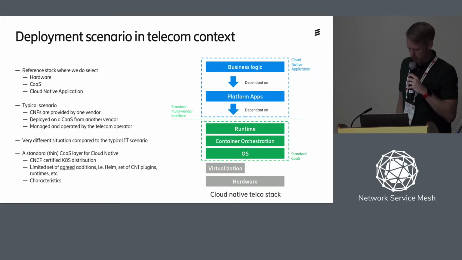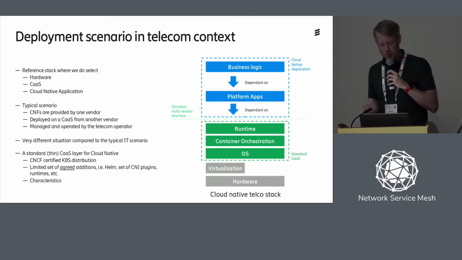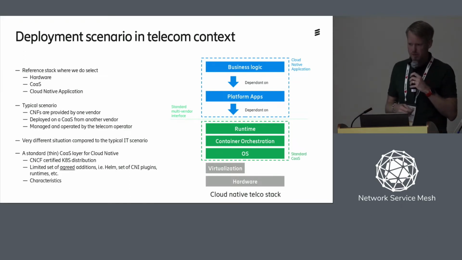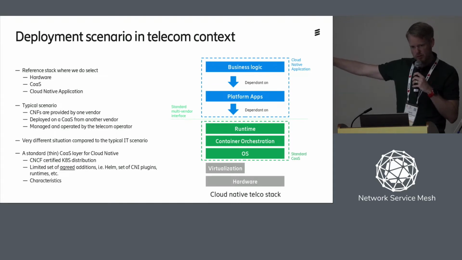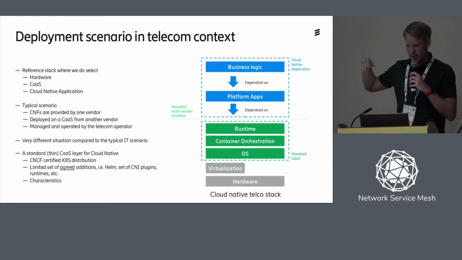So what we want to define, to have our cloud-native application be able to run on these different layers, is some kind of standard, a very thin COS layer for our cloud-native application. What we're looking at right now is what kind of CNCF projects or whatever are to be included here. Of course, it's a certified Kubernetes with some more additional agreed components like Helm or CNI plugins and these kinds of things, as well as what characteristics are expected from this COS layer to make sure that we can provide what we need to provide on the CNF layer here.